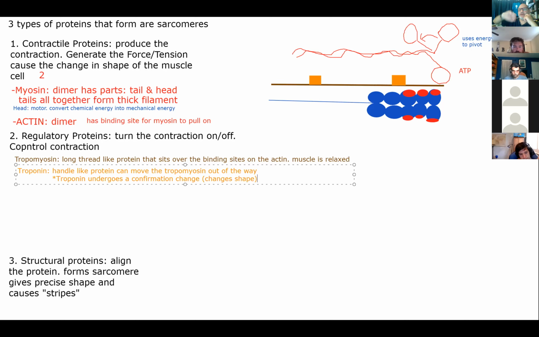And when it changes shape, it rotates the tropomyosin out of the way. That sounds like a pretty wonky thing. Guess what it is that makes troponin change its shape and move the tropomyosin out of the way? Calcium. Calcium, exactly. So it uses calcium to change its shape, to move out of the way, and that allows the muscle to contract.